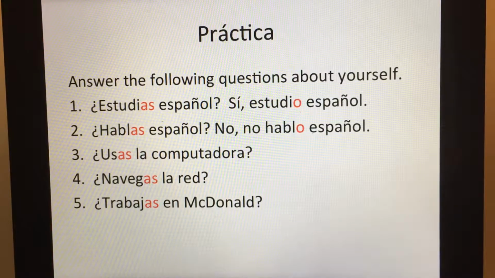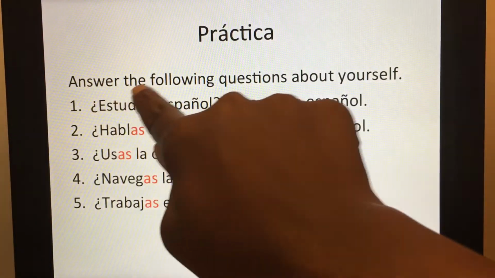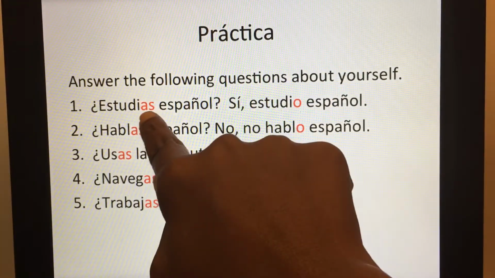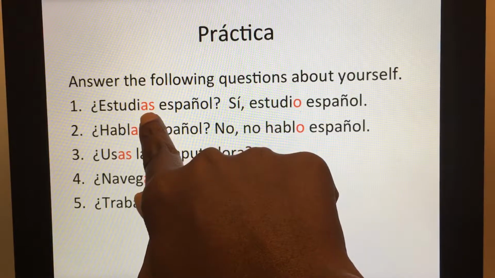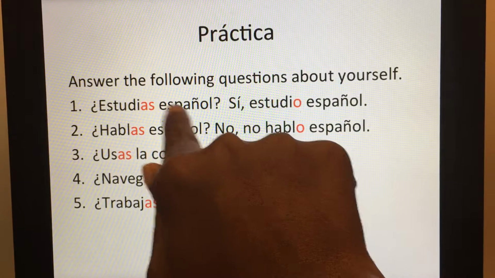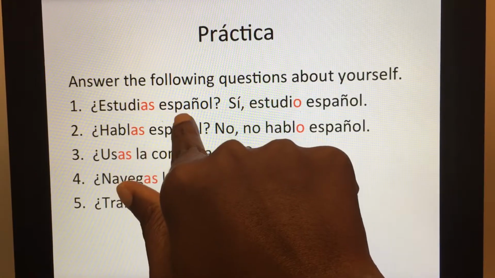Now, I have more practice for you. Answer the following questions about yourself. If I'm asking you, the verb needs to end in the AS. Tú estudias español. Do you study Spanish?